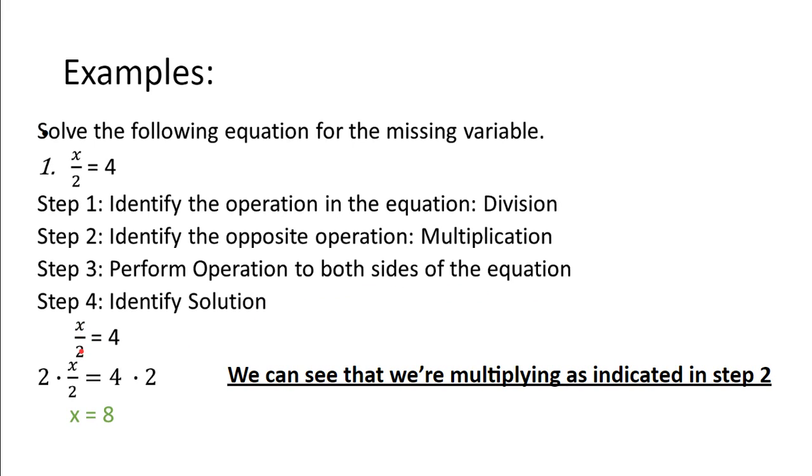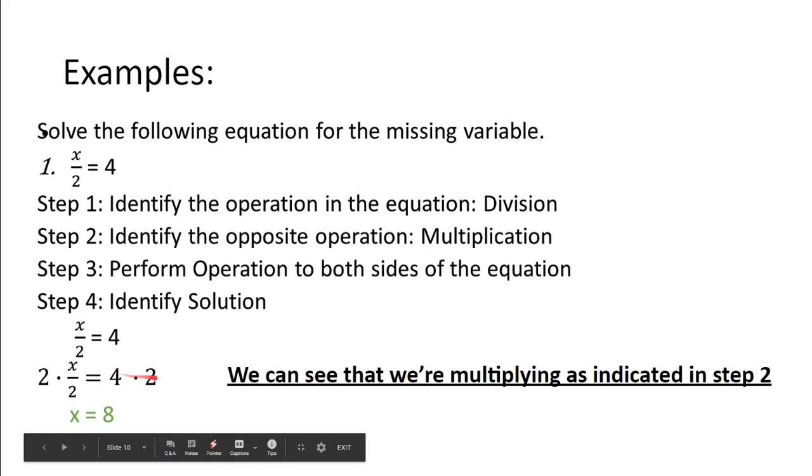So I rewrite my equation, x divided by 2 equals 4. I multiply by 2 on both sides because I indicated that I'm doing multiplication. And then this is going to neutralize. I'm going to have 2 times a half, which gives me 1. So that also will eliminate out. And then I have 4 times 2, which is 8.